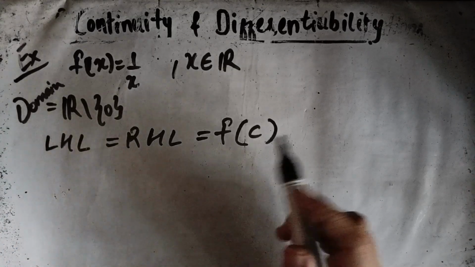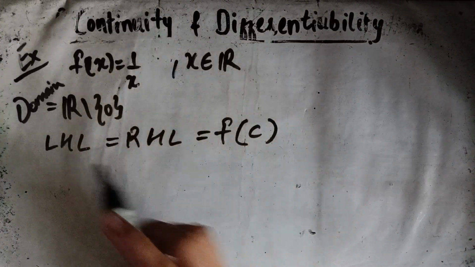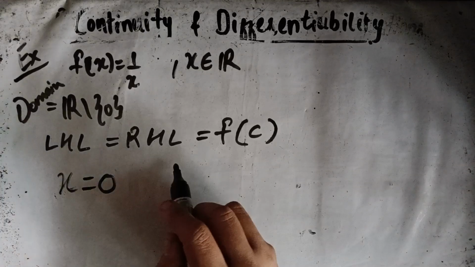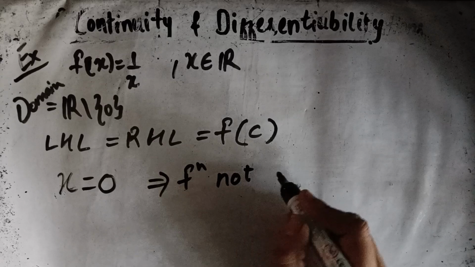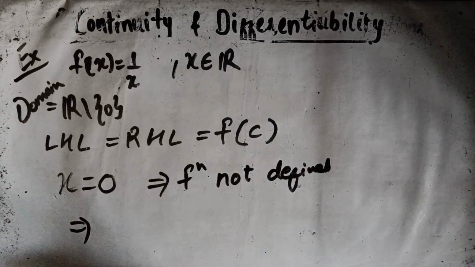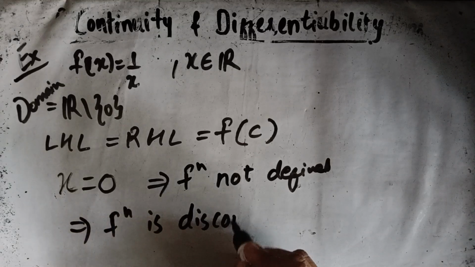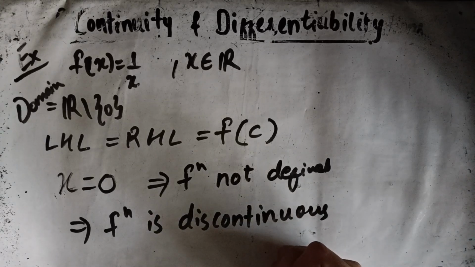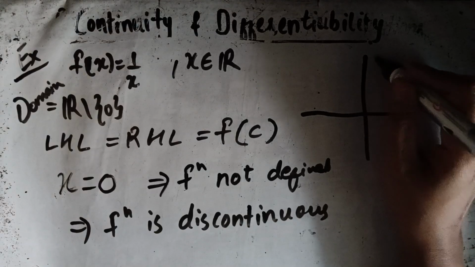Okay. But if the 0 is not removed, okay, so at x equal to 0, function is not defined, right? So at this point, function is discontinuous. Okay. Graph is like this.